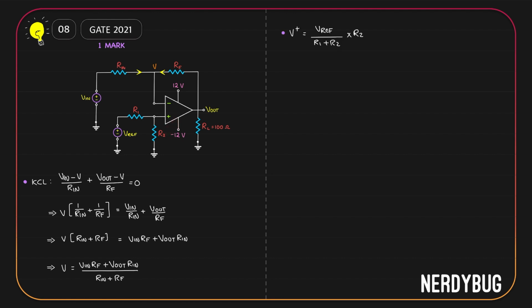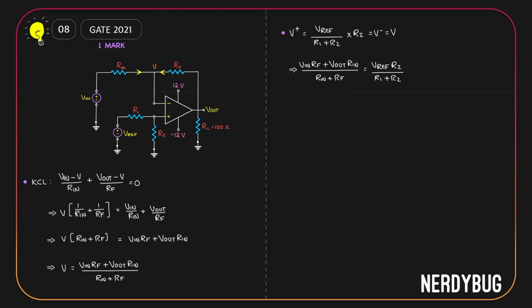But what we have is an ideal OpAmp. So whatever we get here is exactly what we get here. This will also be equal to V minus. Again, what we have here is our V. So this is also equal to V. Therefore, we can equate this one to this one. Vin Rf plus Vout Rin divided by Rin plus Rf is equal to V reference R2 divided by R1 plus R2.